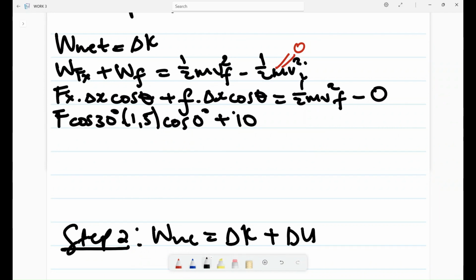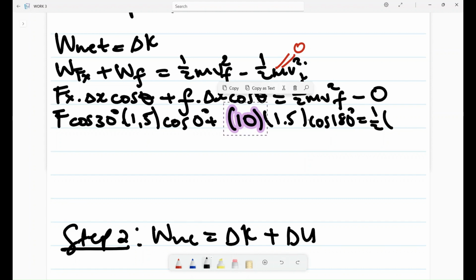I think it was 10. It was 10 there. Change in x 1.5 cosine of 180, minus half. What is my mass? Oh, what is my mass? My mass, I think it was 10. Let me do this.